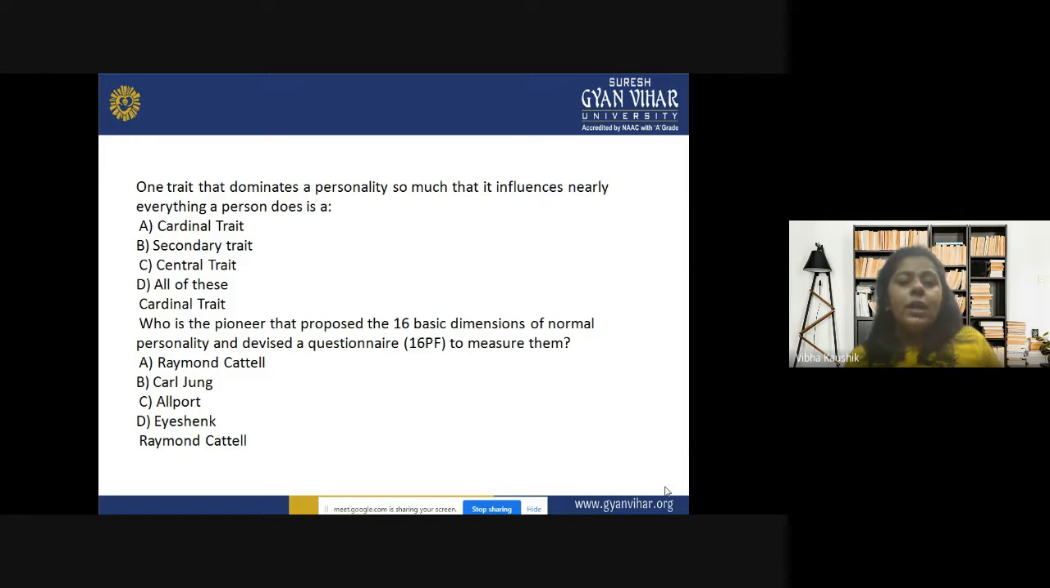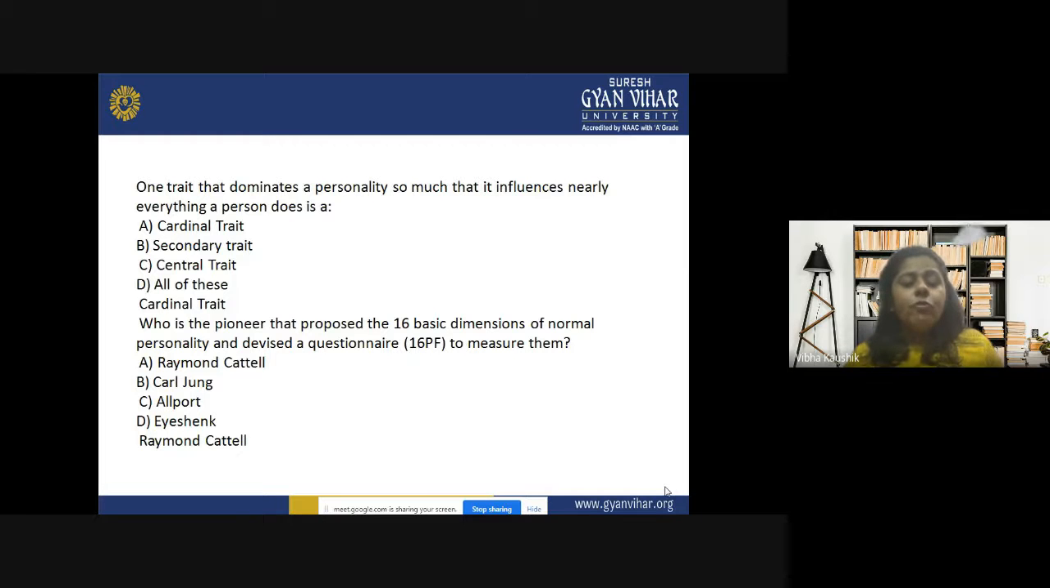One trait that dominates a personality so much that it influences nearly everything a person does is. Now, one trait that dominates the personality of an individual so much that it influences nearly everything a person does, is a. Options are: A. Cardinal trait, B. Secondary trait, C. Central trait, or D. All of these. Means all of the given choices.